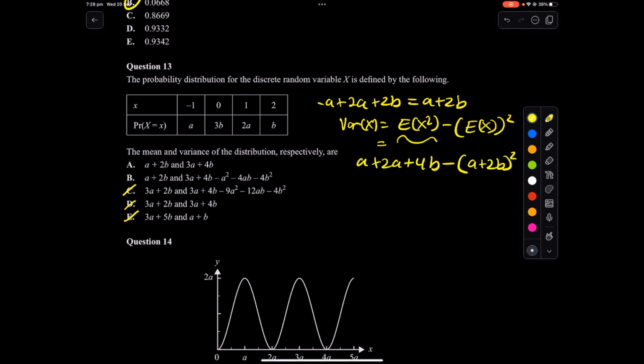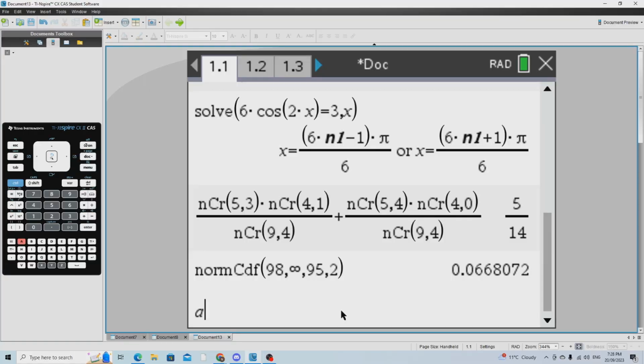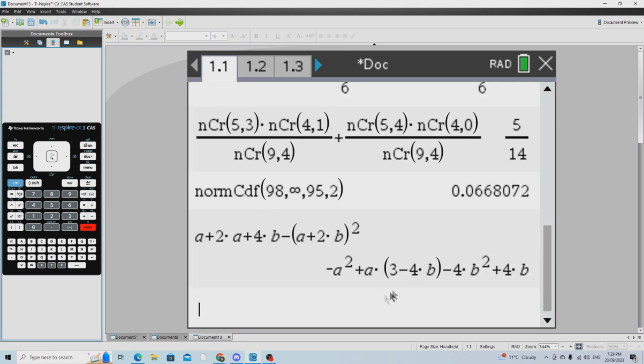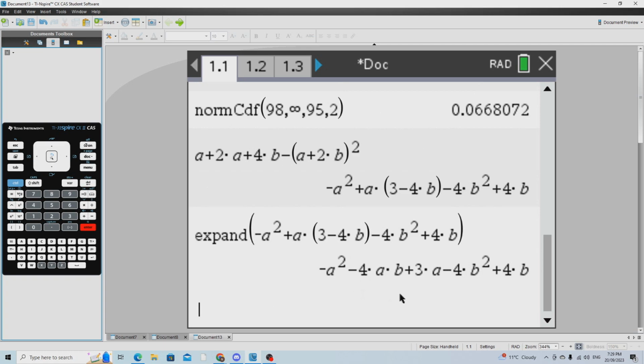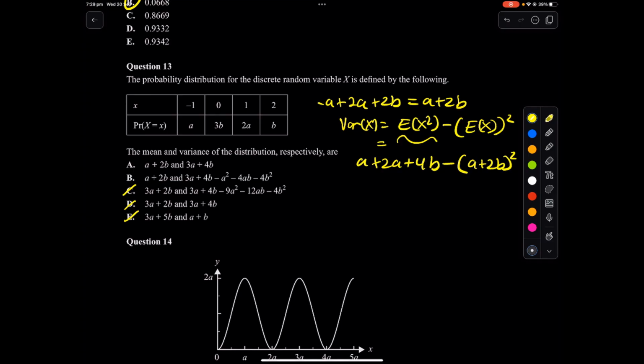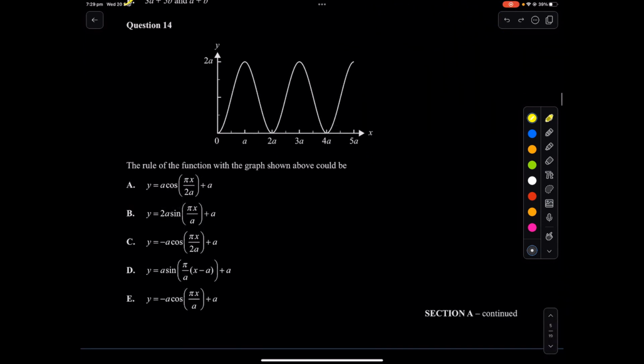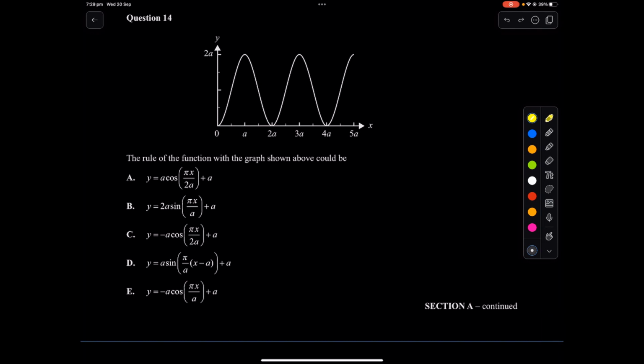So I'm just going to put this in my calculator. So what's 2a plus 4b minus a plus 2b squared. And we get this, and just expand it. And we get this. So yeah, B should be your answer, because this one is not expanded, so it has to be this one over here. Done. Question 14. The rule of a function with the graph shown could be what?